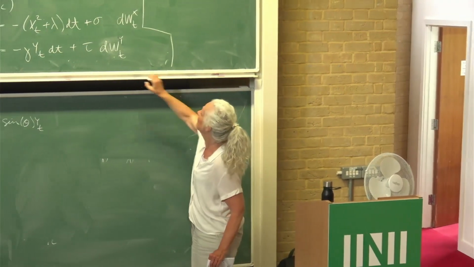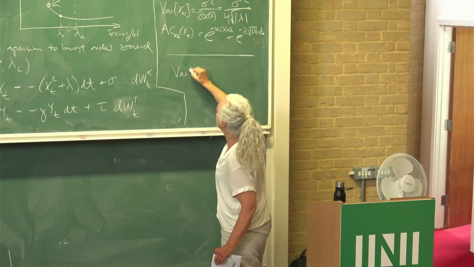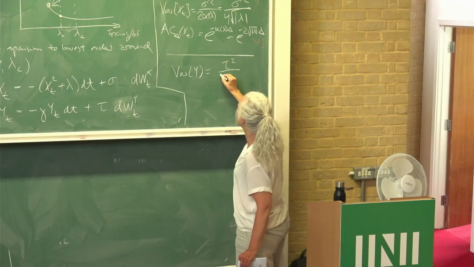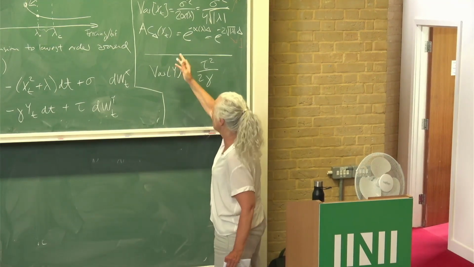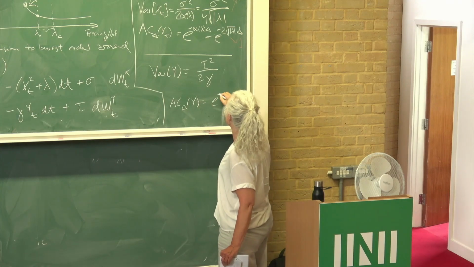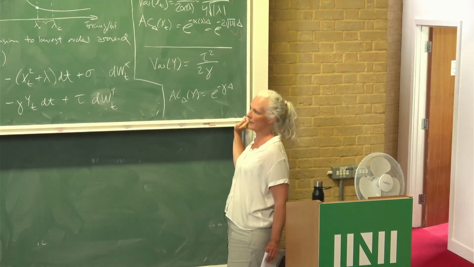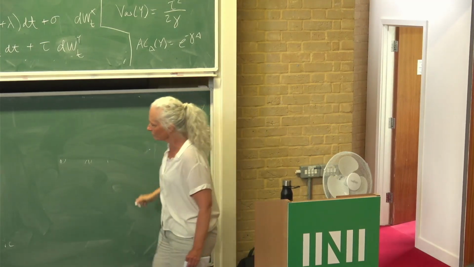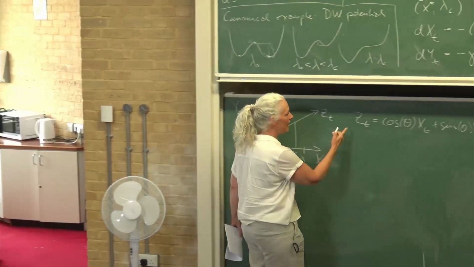Now this one has, just like up here, the variance of y will be tau squared over 2 times gamma, and the autocorrelation will be the same. Well, okay, it has another constant. Autocorrelation of y will be 1 minus gamma delta. Okay, so I will need these guys.